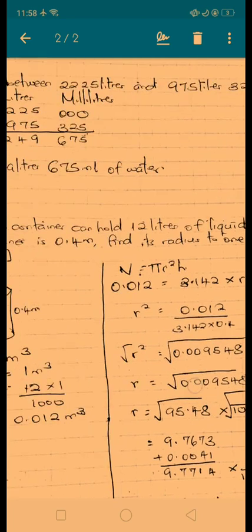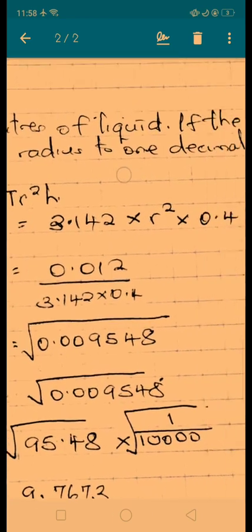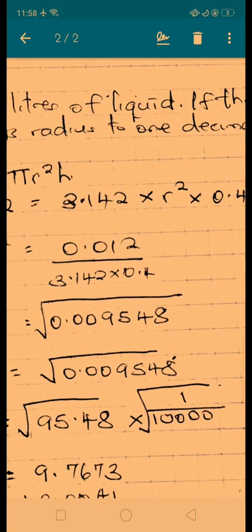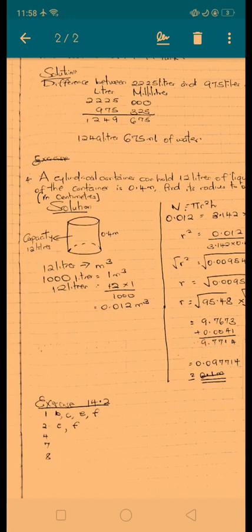But you have been instructed clearly to 1 decimal place. So to 1 decimal place, you'll have 9.8 centimeters. So basically that is all when it comes to capacity.